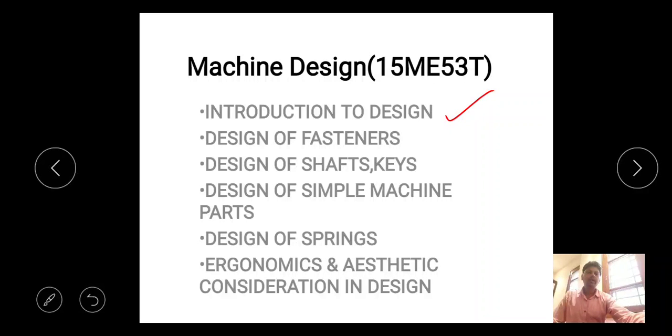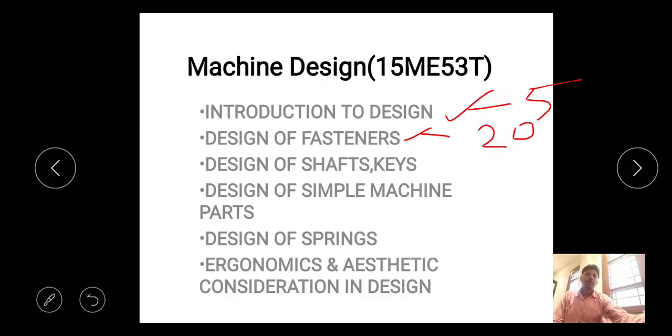Then what we are discussing in the second chapter is design of fasteners. What do you mean by fasteners? Design of nuts and bolts, those are called fasteners, and that is what you are studying: how nuts and bolts are designed and what all you are considering there. It is of around 20 marks: 15 marks problem plus 5 marks theory.